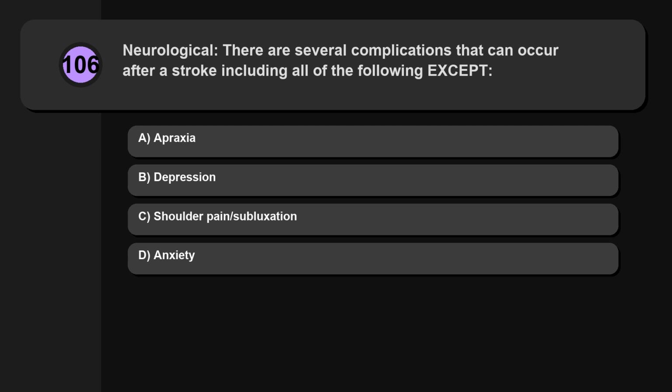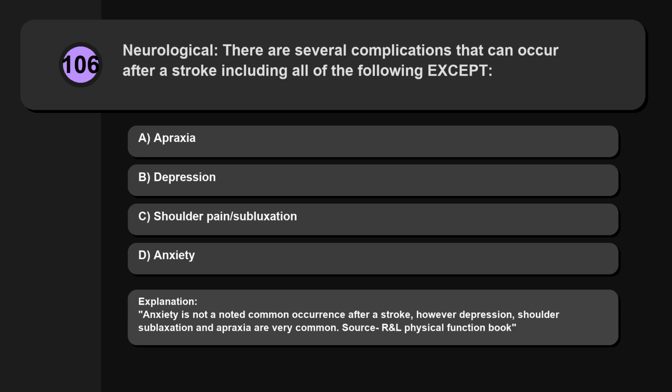Question 106. Neurological. There are several complications that can occur after a stroke, including all of the following except: Option A, apraxia. Option B, depression. Option C, shoulder pain/subluxation. Option D, anxiety. The correct answer is option D. Anxiety is not a noted common occurrence after a stroke, however depression, shoulder subluxation and apraxia are very common. Source: RNL Physical Function Book.